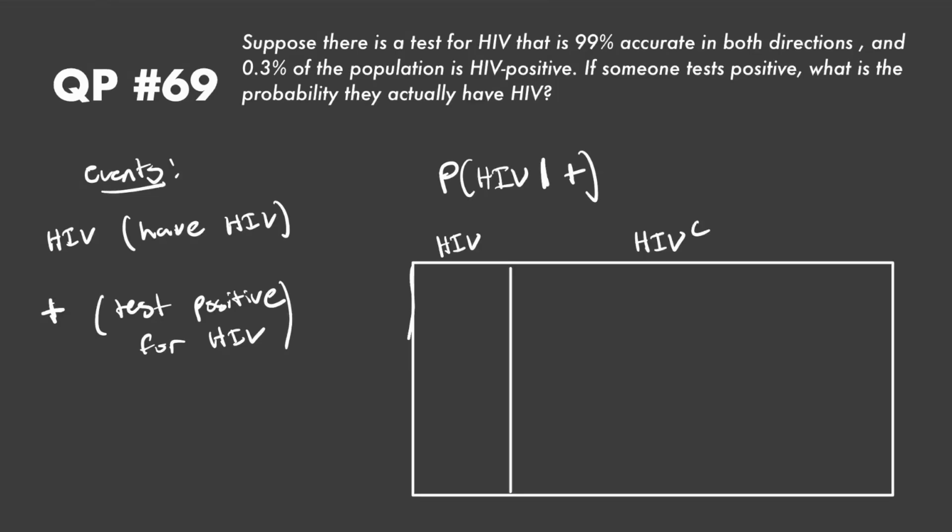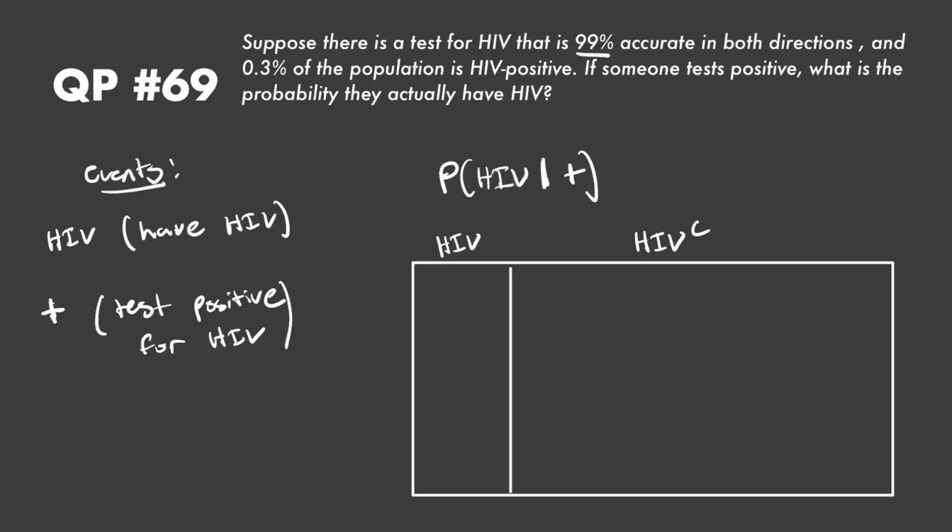So let's let this box out here represent our population, and everyone either has HIV or they do not have HIV, right? So this completely partitions our sample space and there's no overlap. 0.3% of the population actually has HIV, so this is supposed to represent 0.3% of the population, so it's obviously not drawn to scale, right? And this side would represent 99.7%.